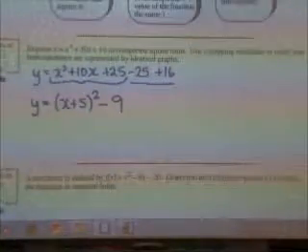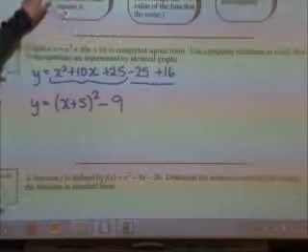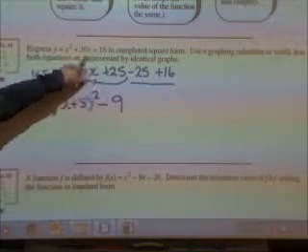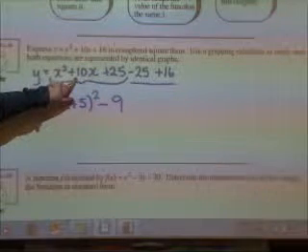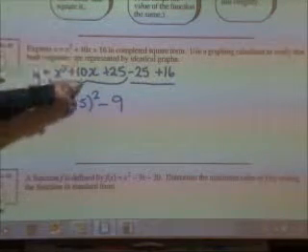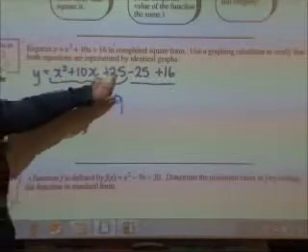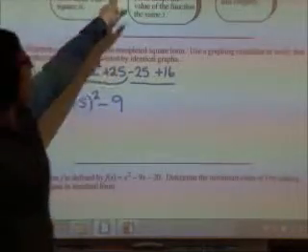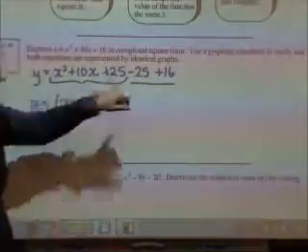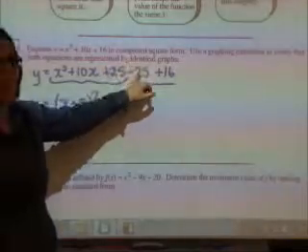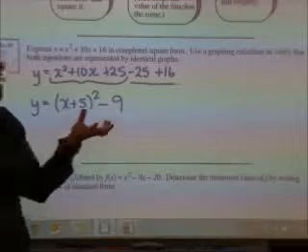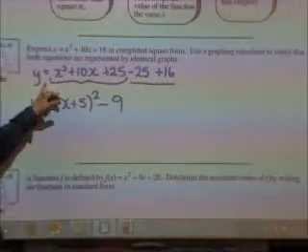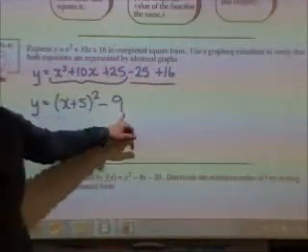So the flow chart says step 1, take half of the numerical coefficient and square it. This is the numerical coefficient they're speaking of, the x term. So half of that, square it, I get 25. Add and subtract this. So I add a 25 and I subtract, because it keeps the value the same. And then form a perfect square, write it in factored form, and then simplify.